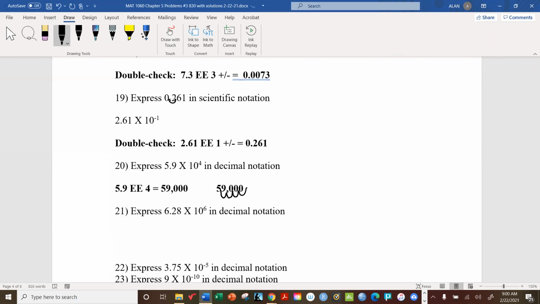All right, let's try this one. 6.28 EE 6 equals, that should do it. Wow, look how easy that is. And of course, you recognize that 10 to the 6 is a million. So therefore, that has to be right. 6.28 million. And again, if you want to shift the decimals around, 1, 2, 3, 4, 5, 6. So a shift of 6 places would bring you to 6.28.